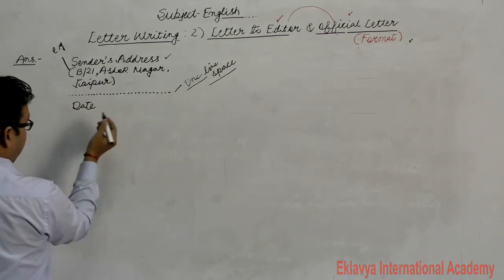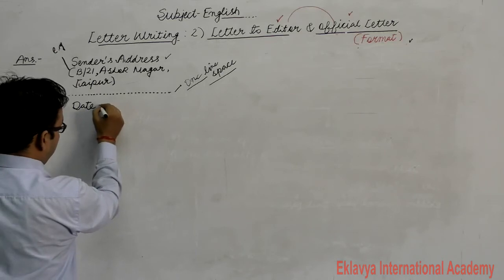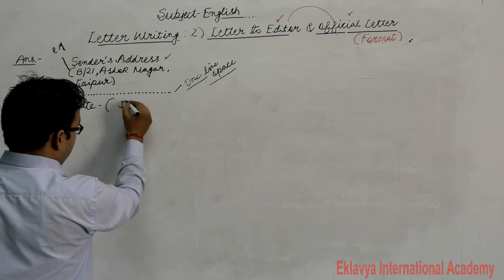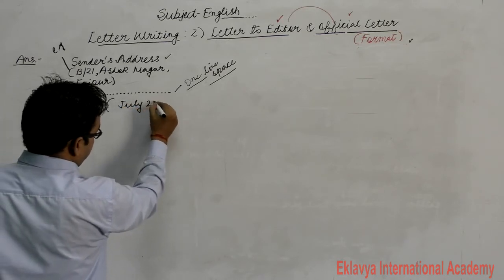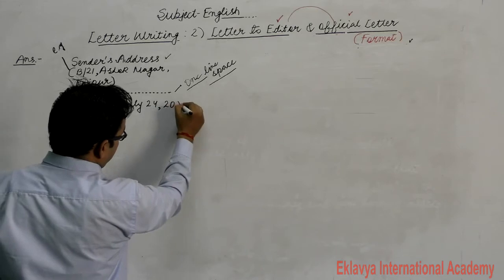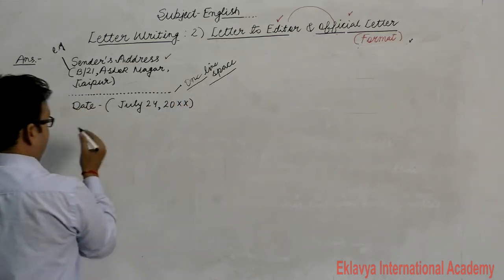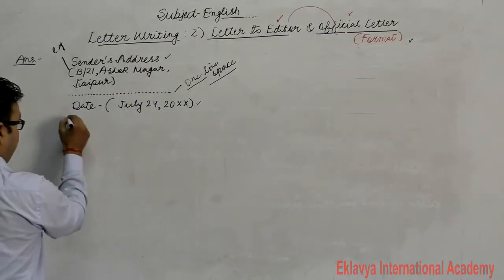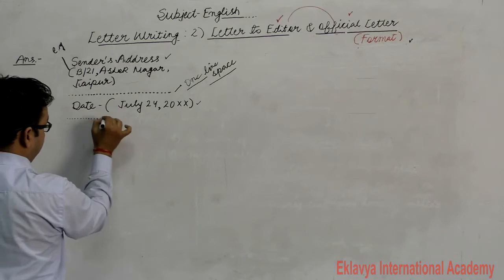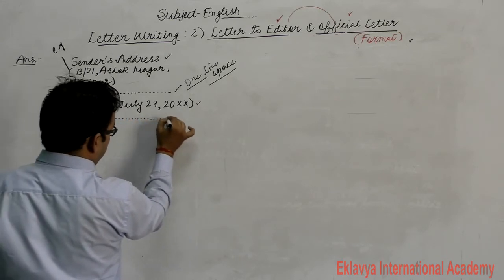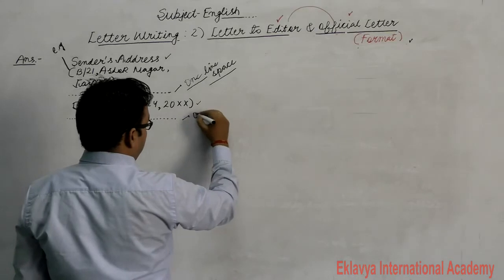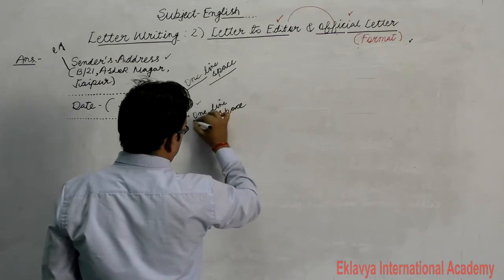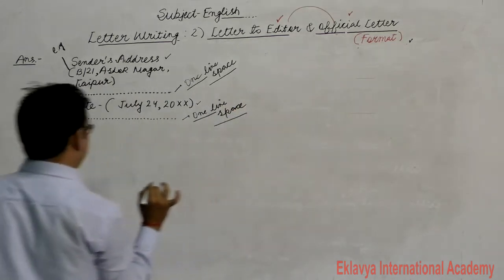Then mention your date. How do you mention the date? You should mention the date in this way, like July 24, 20 cross. Okay. Date, sender's address, then again one line space, then again one line space, students.